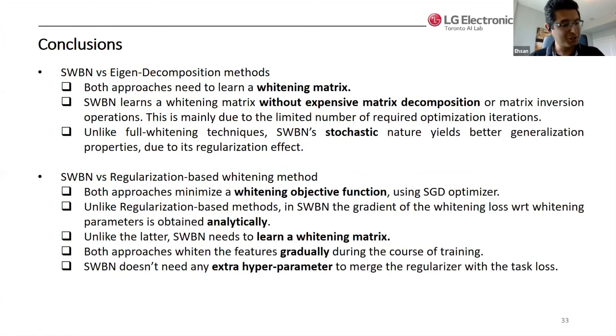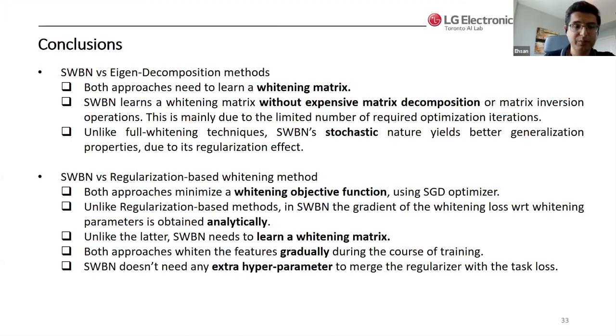So my last slide. To compare our SWBN versus eigen decomposition methods, we're showing that both approaches need to learn a whitening matrix. However, SWBN learns a whitening matrix without expensive matrix decomposition or matrix inversion operations. This is mainly due to the limited number of required optimization iterations, probably because of using SGD with momentum or Adam. So unlike full whitening techniques, SWBN's stochastic nature yields better generalization properties due to its regularization effect.